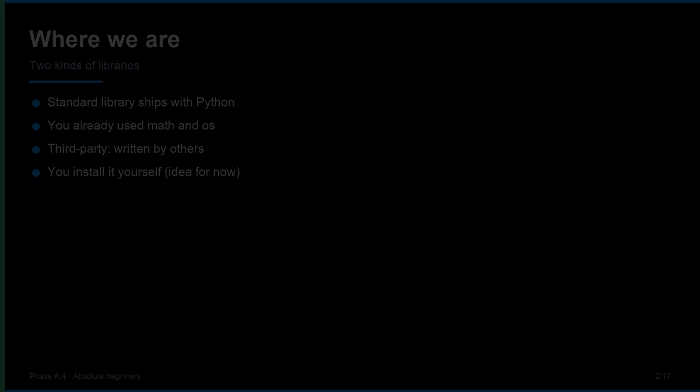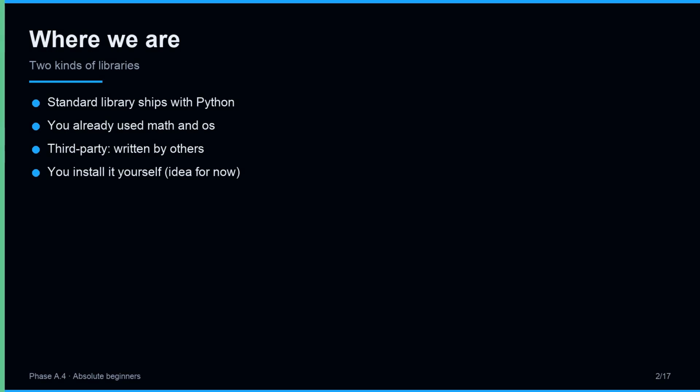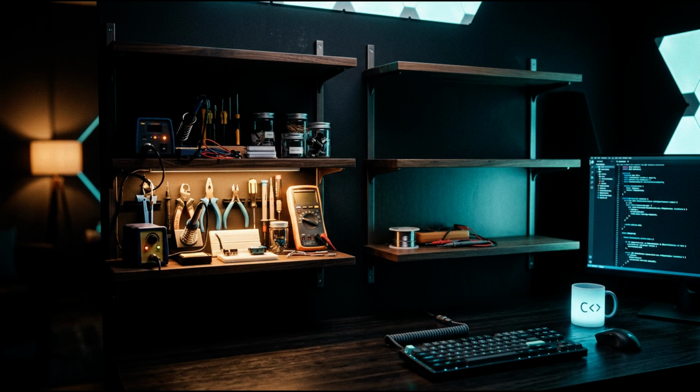Just the idea. You have used the standard library: Math, OS, and friends. Those ship with Python. Nothing to install. Today we meet the other kind, third-party libraries. These are written by people all over the world and shared freely. You choose the ones you need, install them, and import them in your code. The import word is the same, only the source differs. Same import, different source. Two shelves. One ships with Python, one you fill yourself. Today we meet the second shelf.